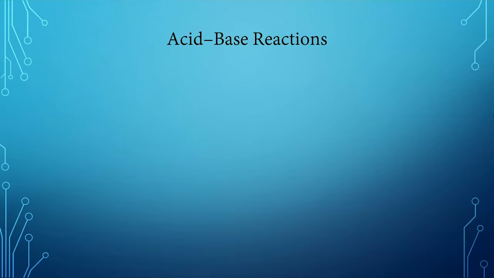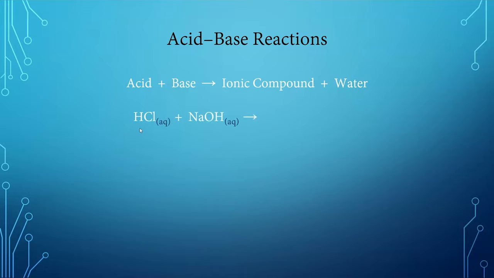Acid-base reactions, like the name suggests, are reactions between acids and bases. When an acid and base are combined, they form an ionic compound and water. For example, if we take our most common acid and base, hydrochloric acid and sodium hydroxide, you may notice it looks a lot like a double displacement reaction that we talked about in the previous chapter. It's got that AB plus CD kind of format. And in fact, an acid-base reaction is another type of double displacement reaction.